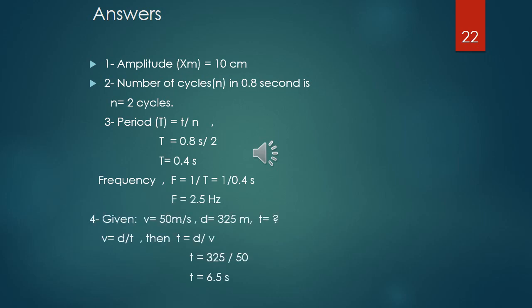According to the wave in the previous slide, the maximum displacement, called the amplitude, is 10 centimeters. The number of cycles covered in 0.8 second is n equals 2 cycles. Period is the time needed to complete one cycle, so it is 0.8 over 2, 0.4 second. Then the frequency is simply 1 over T, 1 over 0.4, which is 2.5 hertz. And finally, we have the speed and the distance covered, so the time will be d over v, which is 6.5 seconds.